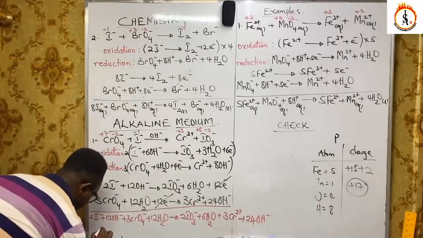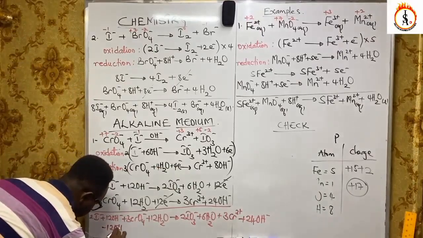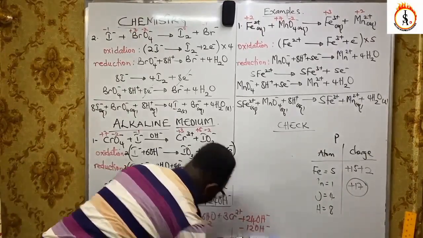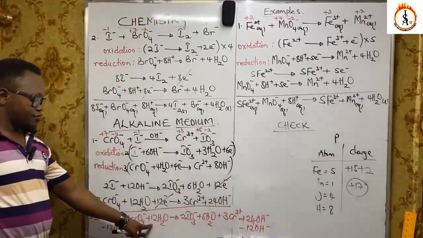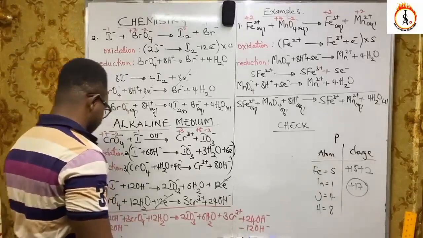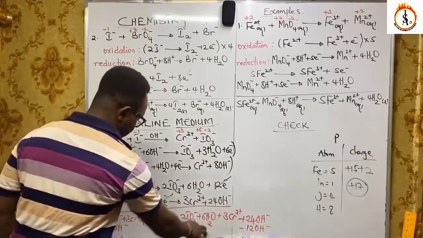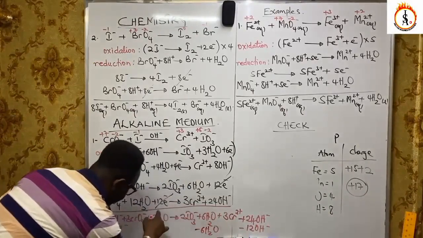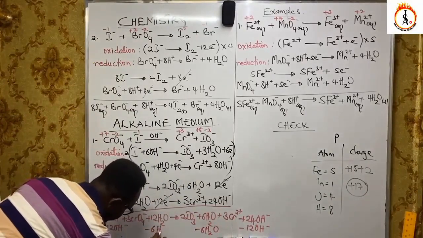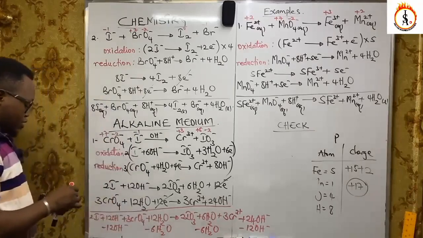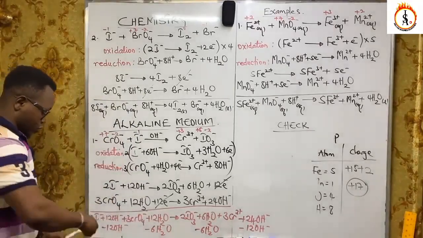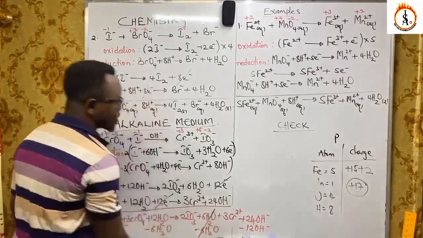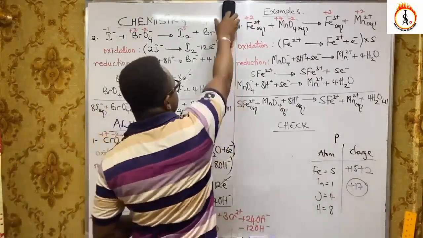So what we do, we subtract here 12 OH, that's by the smallest. Here also minus 12 OH ions. Here we have 12 molecules of water, and on this side we have 6 molecules of water. So we subtract here by 6 molecules of water, here also by 6 molecules of water. So in this regard, plus 12 minus 12 will cancel, plus 6 minus 6 will cancel. So we will be left with this.